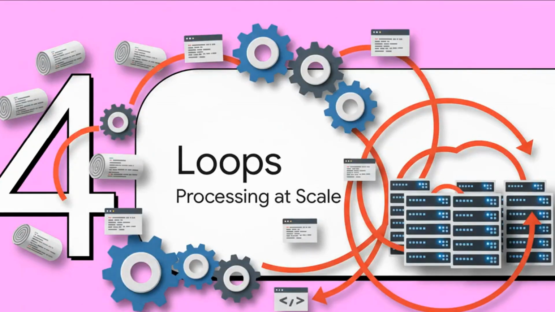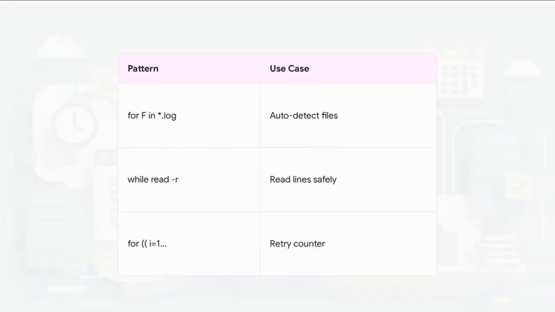This is how we process data at scale. Checking one log manually is fine, sure. But if we need to check a whole server cluster during an incident, we absolutely have to scale up using loops. There are 3 main ones to master.